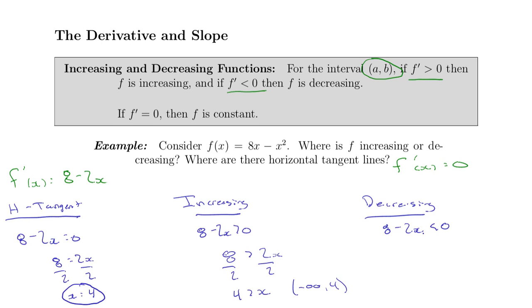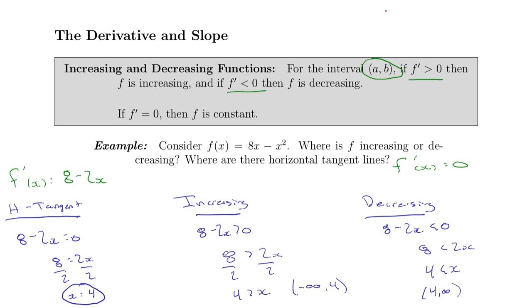When it's decreasing, we'll still add 2x to both sides. We'll still divide by 2. So we have 4 is less than x, or x is greater than 4. That's the interval 4 up to infinity. That should make a bit of sense because we know what this function looks like. This is a parabola that's upside down.